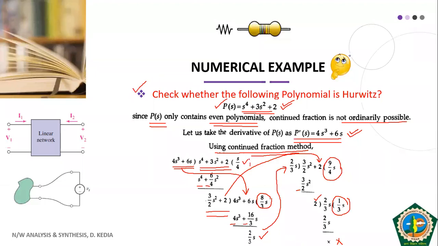Then we will look at all the quotient parts, and we can see that all the quotients are positive and real. So the given polynomial which was having only the even terms is a Hurwitz polynomial. I hope this numerical is very clear to each and everyone. So let us move to another numerical.